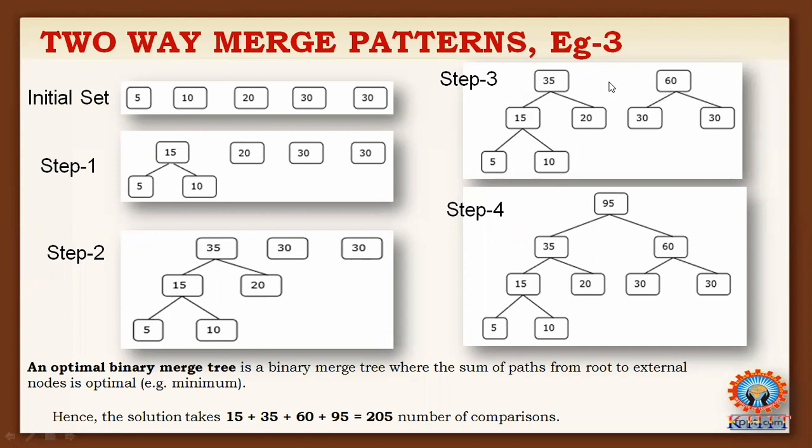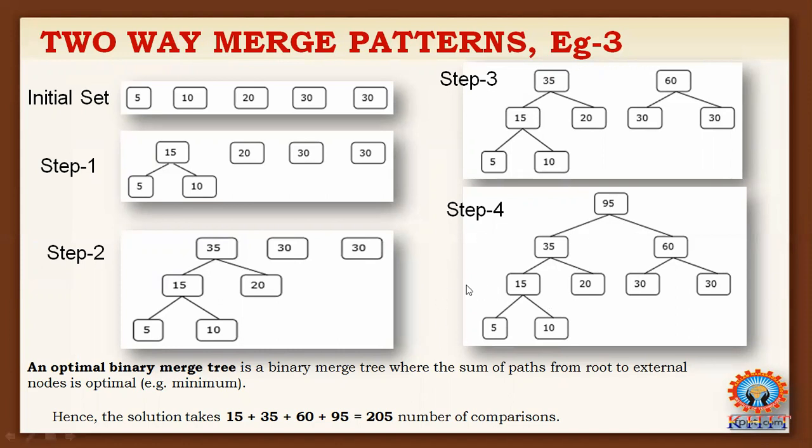Now merge these two files, 35 and 60. You can merge the total resultant matrix. Total merged value is 95. Once the tree is generated in such a manner, level wise, now we can find the total number of comparisons required for merging the available 5 files here.